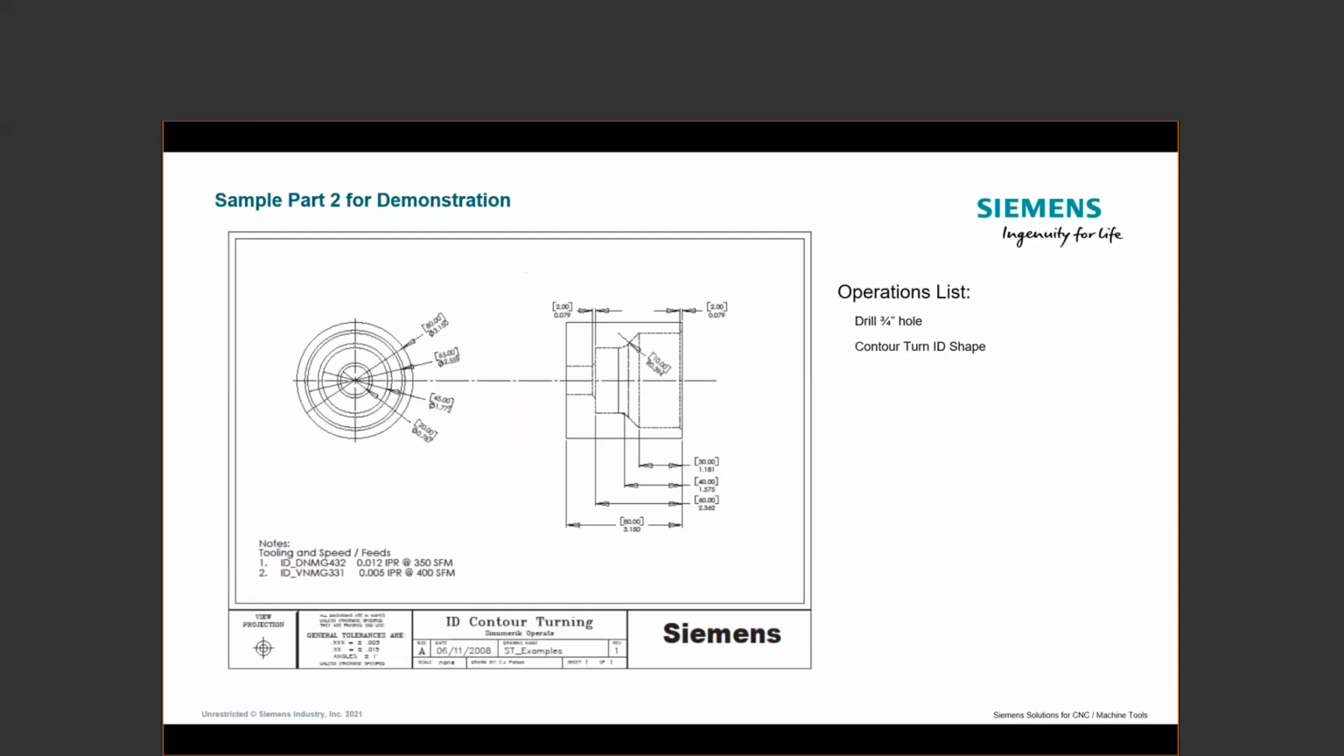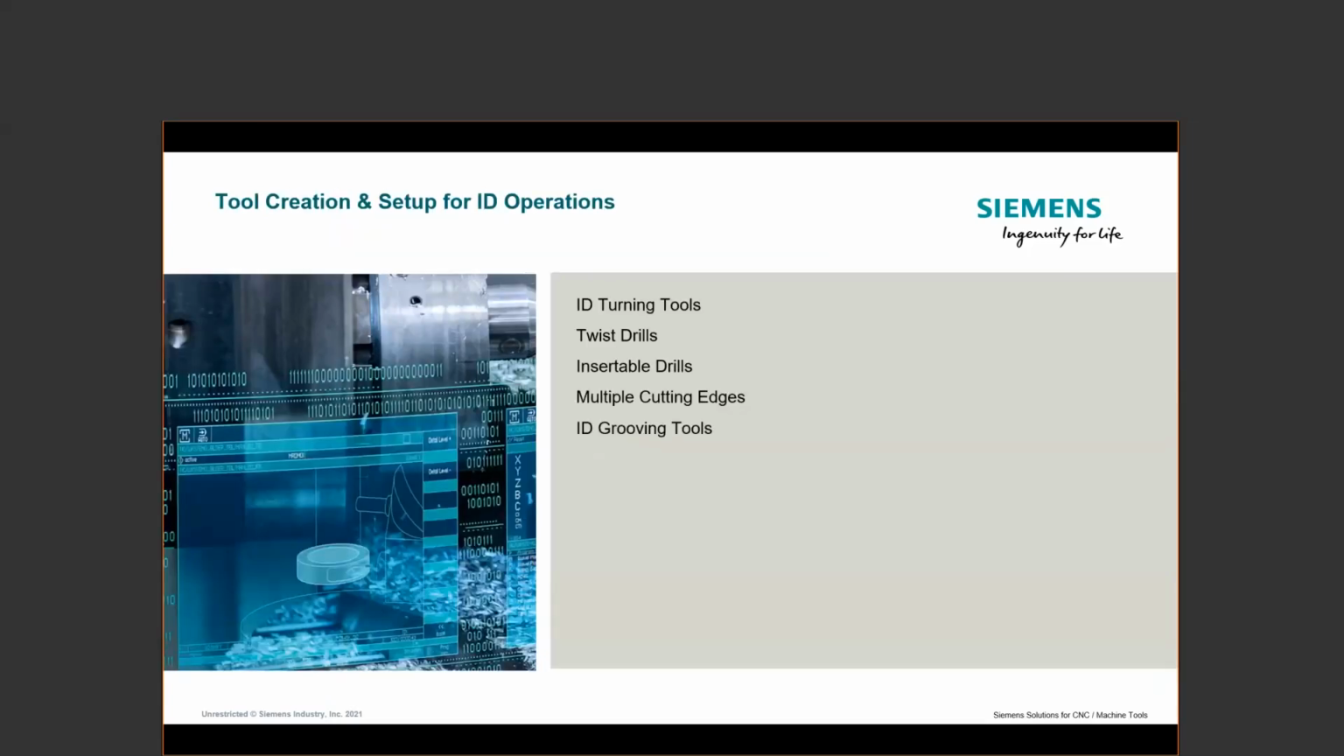But before we get into the actual part programming examples, I do want to spend a little time talking about tool setup, specific to defining these tools that we're going to be using for internal operations. So how do I set up a drill? What are some different ways to treat an insertable drill? You can start to use multiple cutting edges, which can be pretty handy in some of these applications. So let's take a few minutes and explore the setup side of the control. And then once we've done that, we'll switch over and get into some G-code programming.